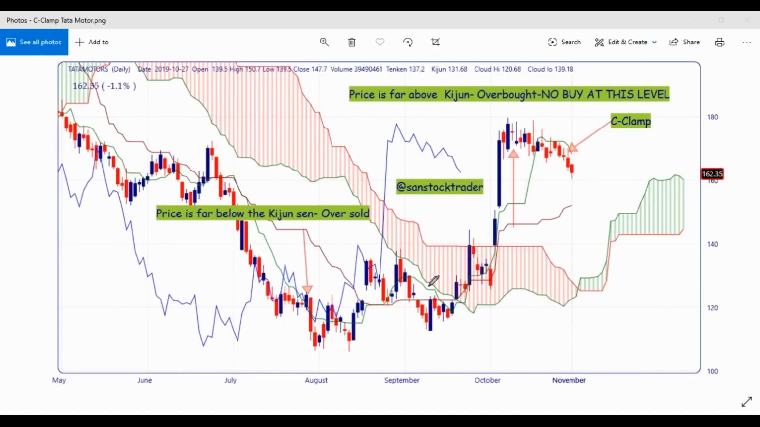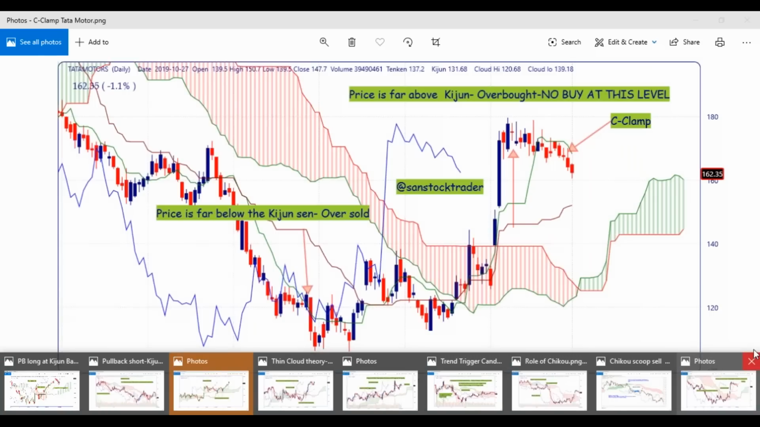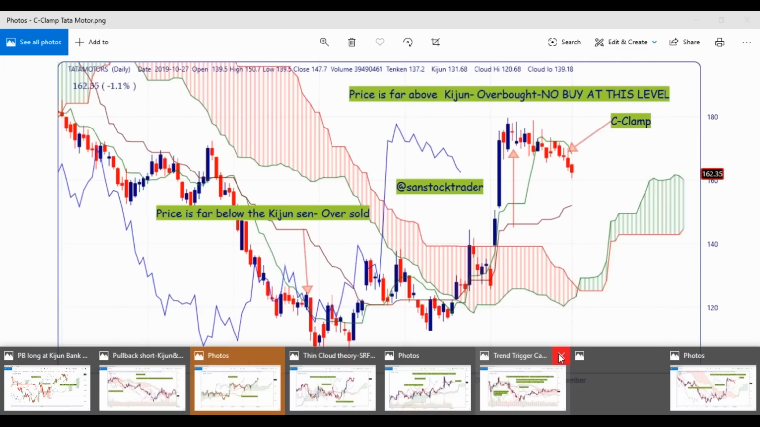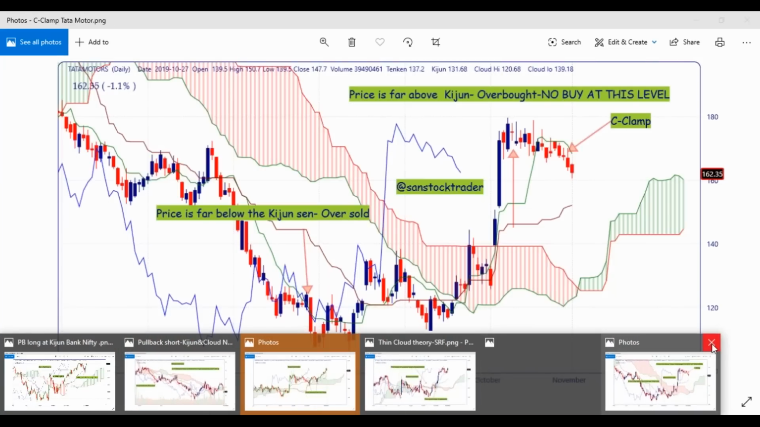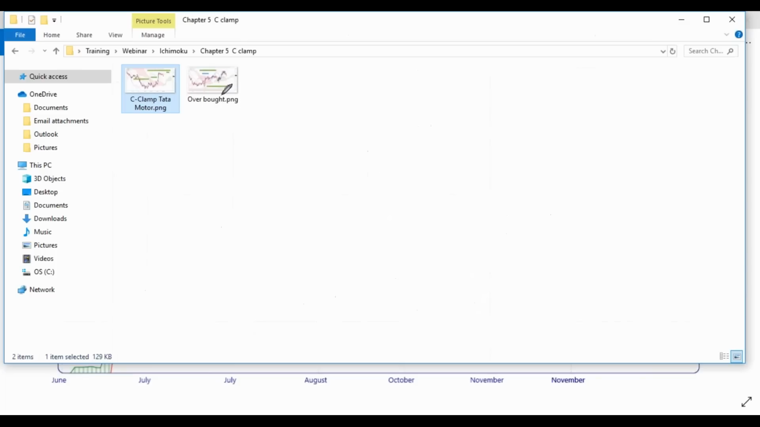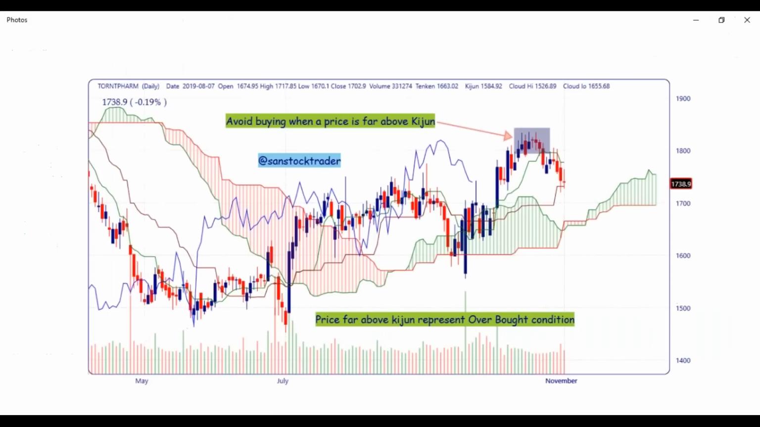So this is called... wait, let me clear all the drawing here. A lot of drawings are opened. So this is C clamp formation. Same is true.